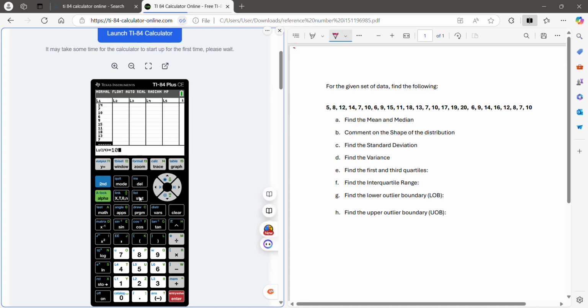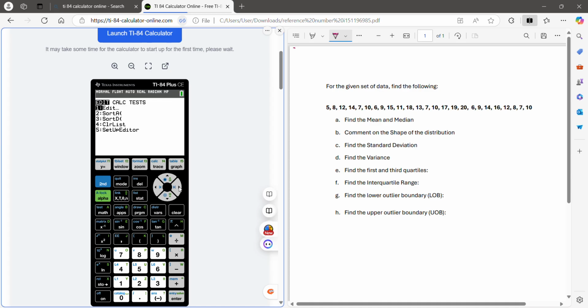7, 10, 17, 19, 20, 6, 9, 14, 16, 12, 8, 7, and 10. So in total, we have 25 values. Now to perform the descriptive statistics, we need to click on the Start button again.